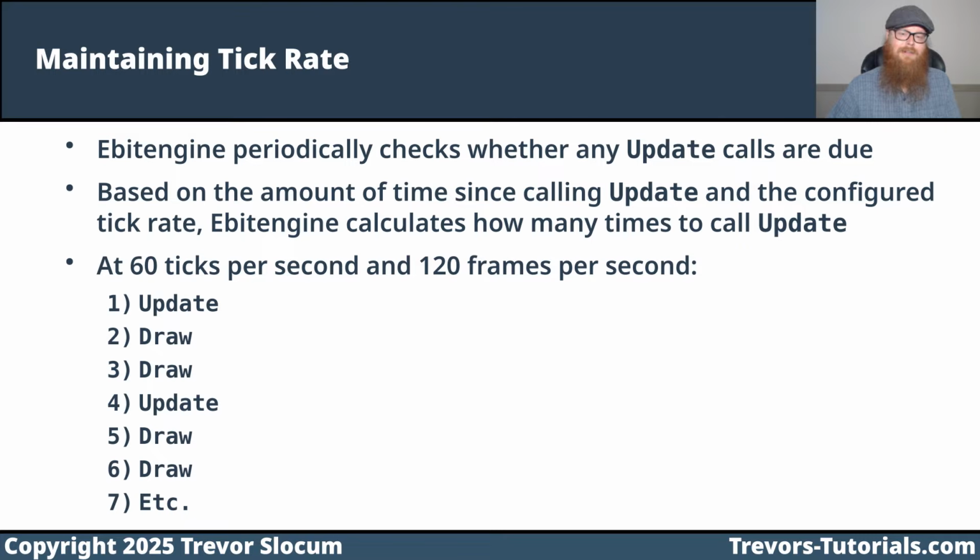Here we have an example game running at 60 ticks per second and being drawn at 120 frames per second, and we can see there's one update call and then 2 draw calls before update is called again. Note that based on system performance, especially fluctuating system performance, you may see a fluctuating tick rate and a fluctuating frame rate for that matter.